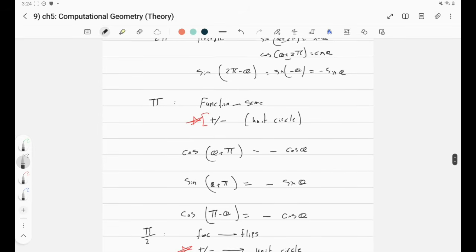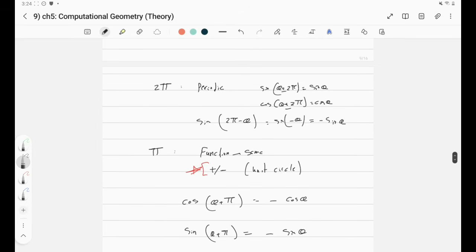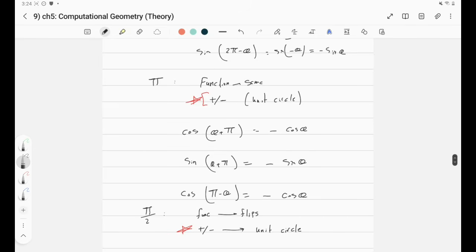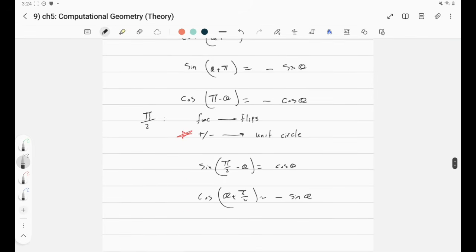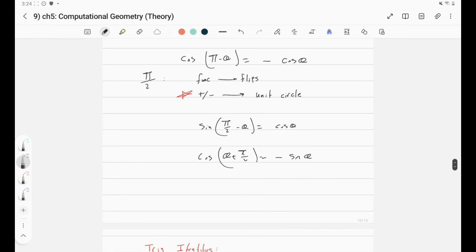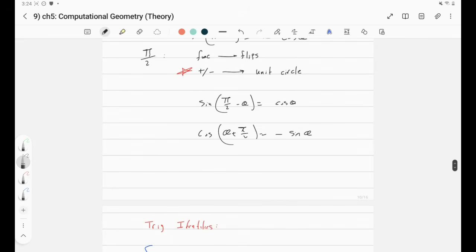How to handle 2 pi or pi over 2. If you have 2 pi, then it's periodic, not a big deal, just remove it. If you have pi, then the function is still the same, sine stays sine, cosine stays cosine, but only the sign changes, I mean plus or minus. You just look at the unit circle to figure it out. For pi over 2, you just flip the function. If it was a sine function, it becomes a cosine function. If it was a cosine function, it becomes a sine function. And again, plus or minus, you look at the unit circle.